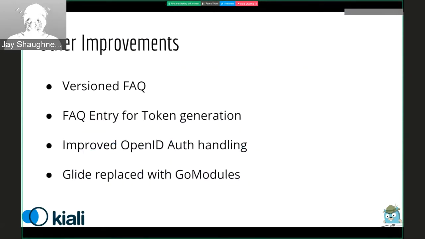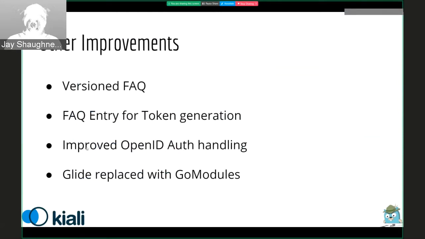Other improvements across the product and documentation. We introduced version documentation at kiali.io recently. This is just to say that we are now including the FAQ in the versioning. We've added some FAQ entries, including one that's pretty useful for token generation.